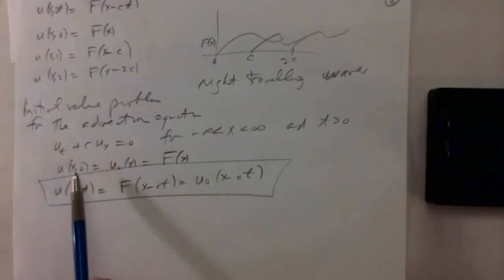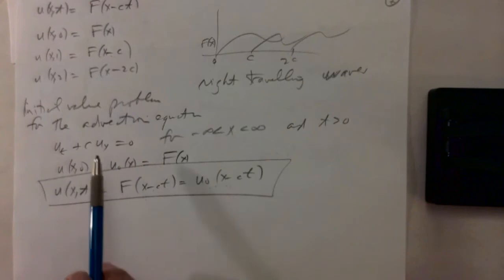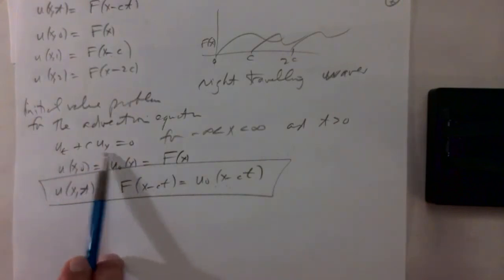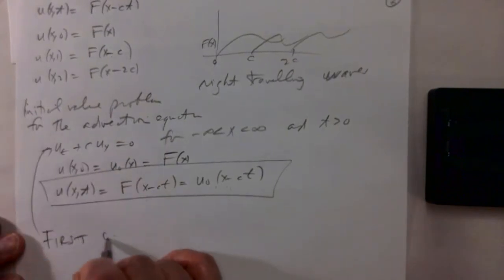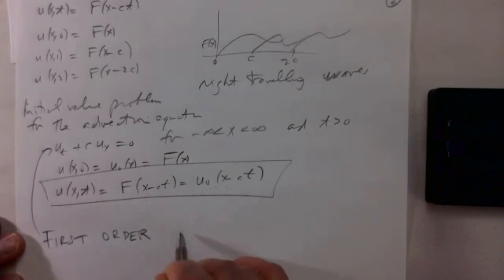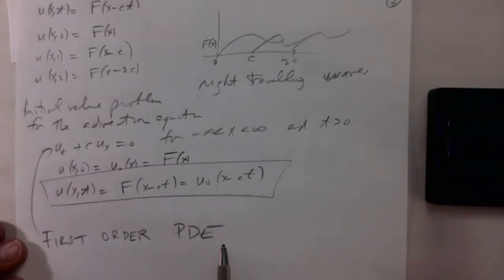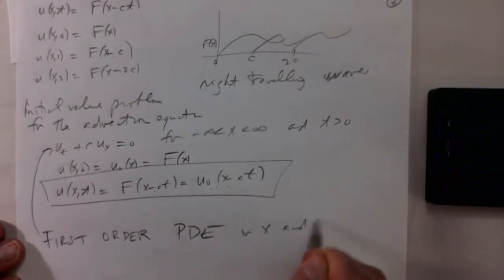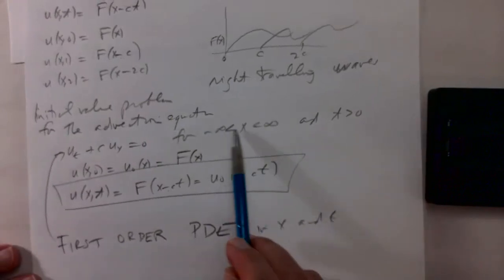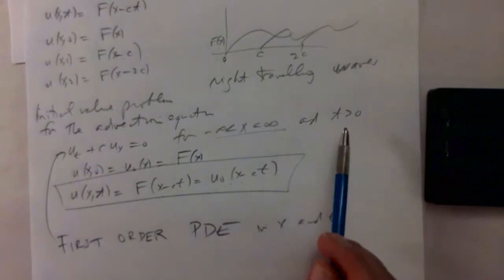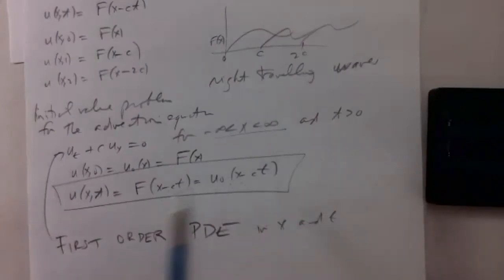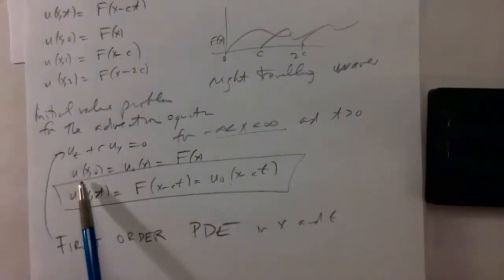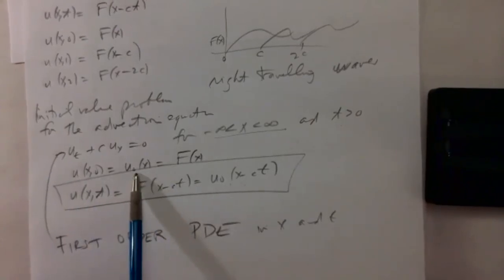No, I'm saying, we have an initial value problem. We have the advection equation. We have this first order partial differential equation in x and t. And it's defined for all x from minus infinity to infinity and all t greater than or equal to zero. And we have an initial condition that the solution has to satisfy, namely that u at (x, 0) is some given function u naught of x.